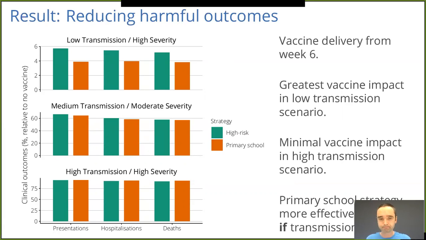shown in orange. In the low transmission scenario, both vaccine strategies greatly reduce the number of harmful outcomes, and the indirect protection strategy performs better than the direct protection strategy. In the medium transmission scenario, both vaccine strategies provide some reduction in the harmful outcomes, and the two strategies perform about as well as each other. And in the high transmission scenario, both vaccine strategies have minimal impact on these outcomes.